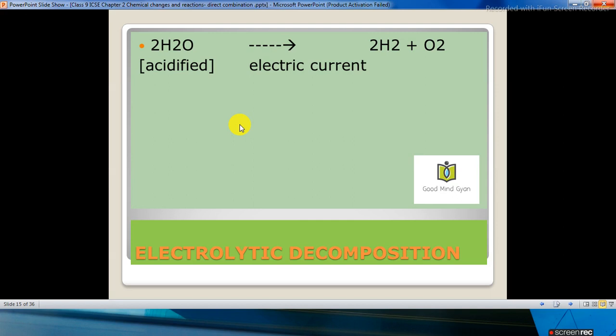So when the entire circuit is completed and electric current is passed, the water will get dissociated, or broken down, into hydrogen and oxygen. Hydrogen will collect at the cathode and oxygen will collect at the anode. So by electric current, electrolytic decomposition is possible.